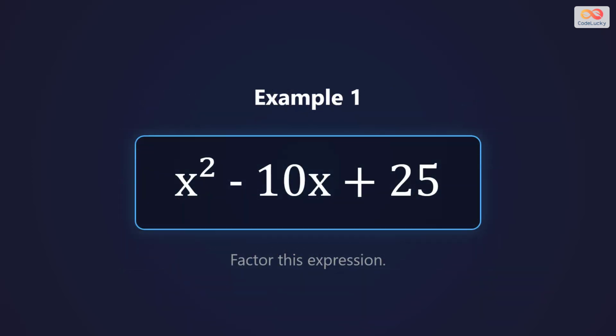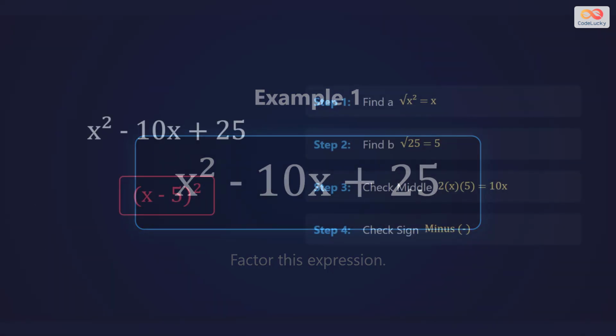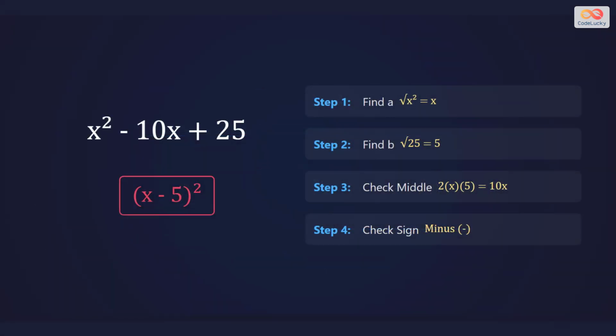Let's try a classic example. Factor x squared minus 10x plus 25. Take a moment to look at the first and last numbers. Step 1, the square root of x squared is x, so a is x. Step 2, the square root of 25 is 5, so b is 5.